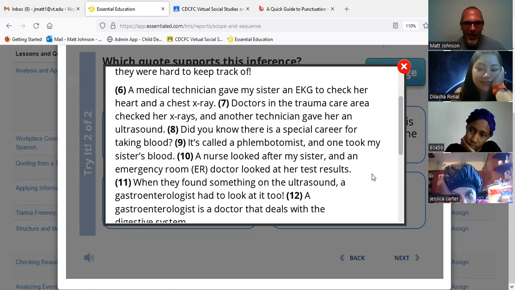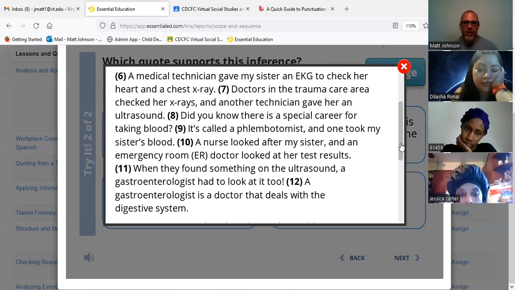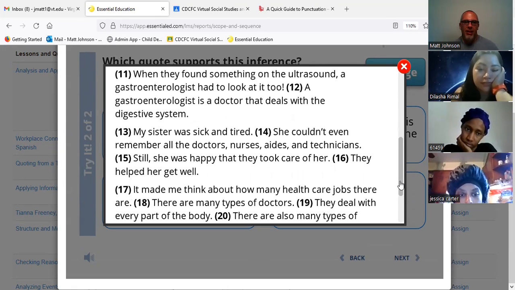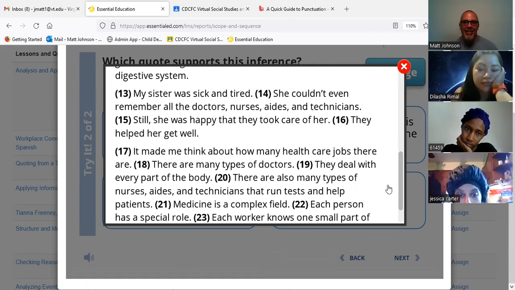And one took my sister's blood. A nurse looked after my sister, and an emergency room doctor looked at her test results. When they found something on the ultrasound, a gastroenterologist had to look at it too. Gastroenterologist is a doctor that deals with the digestive system. My sister was sick and tired. She couldn't even remember all the doctors, nurses, aides, and technicians. Still, she was happy that they took care of her. They helped her get well.